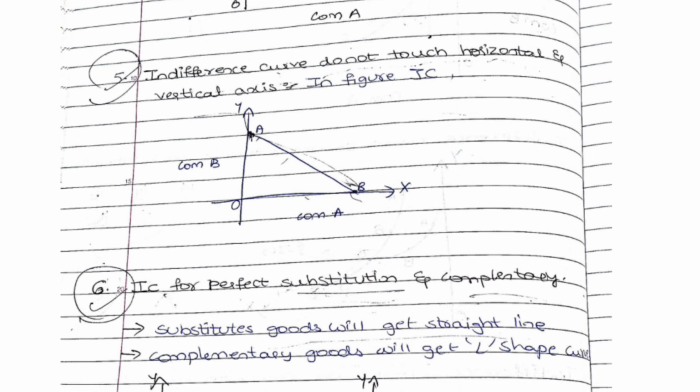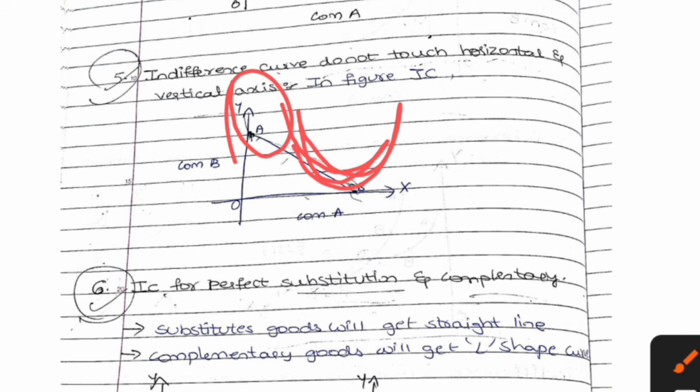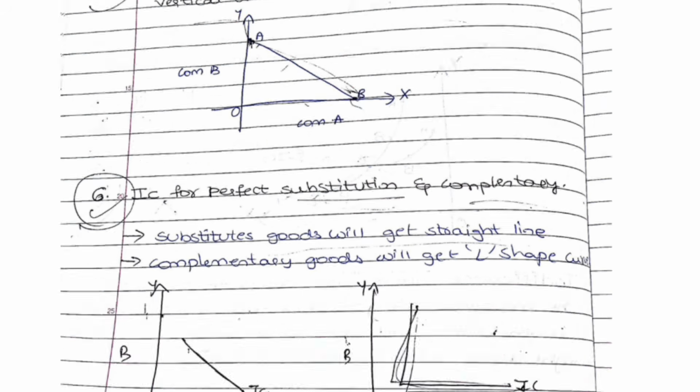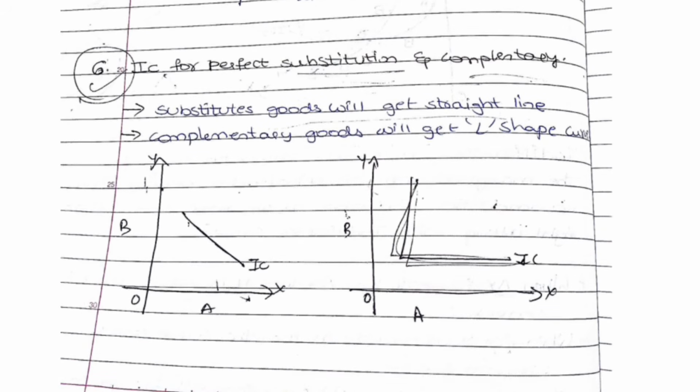Fifth one, it should not touch any horizontal or vertical lines. Means the indifference curve should always float in the middle of the graph. It should not touch the x-axis. It should not touch the y-axis. That is the fifth point. Sixth point is, indifference curves are always substitutes and complementary. So these are the 6 properties of the indifference curve.